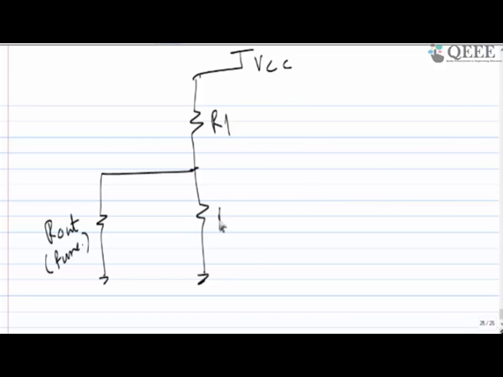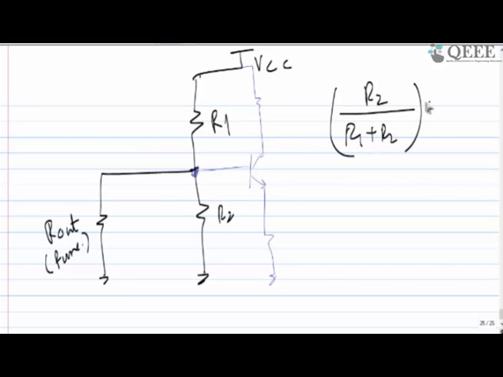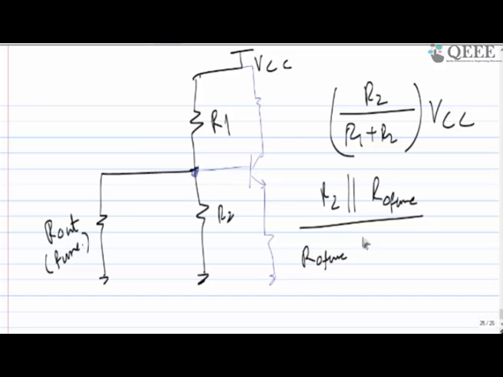This is R1, this is R2, or maybe let's put that circuit in blue color, which is light color we have. So just looking at doing the DC analysis, here the potential which we were expecting something like R2 by R1 plus R2 times VCC, now that has been changed to R2 parallel R out of function generator divided by R1 plus R2 parallel R out of function generator times VCC. So now extra resistance came into the picture.